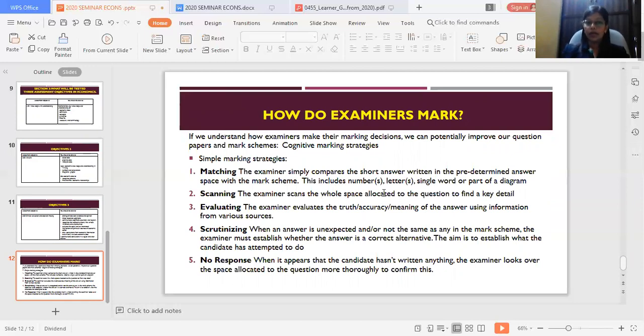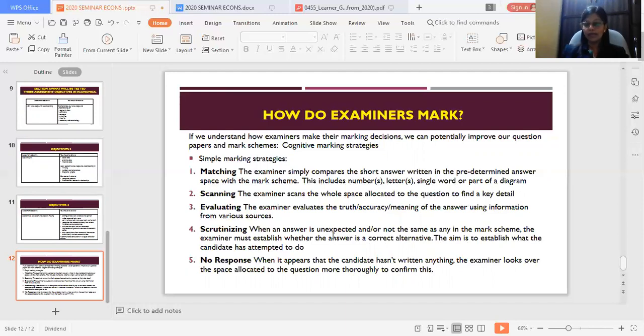This is the simple marking strategies that I want to share with you. The examiner simply compares the short answer written in a predetermined answer space with a mark scheme. All right, so they will try to compare: scanning, evaluating, scrutinizing, and no response. The examiner scans the whole space allocated to the question to find all the key details. The examiner evaluates the truth, accuracy, meaning of the answer using information from the various sources. Scrutinizing is when the answer is unexpected or not the same as in the marking scheme, the examiner must establish whether the answer is a correct alternative. The aim is to establish what the candidate attempted to do.